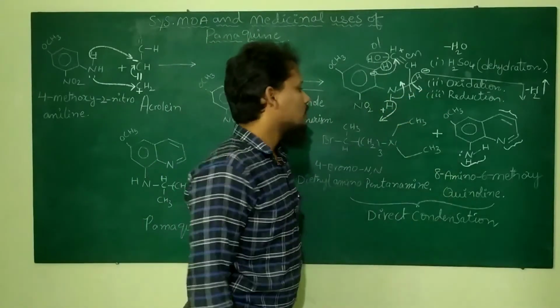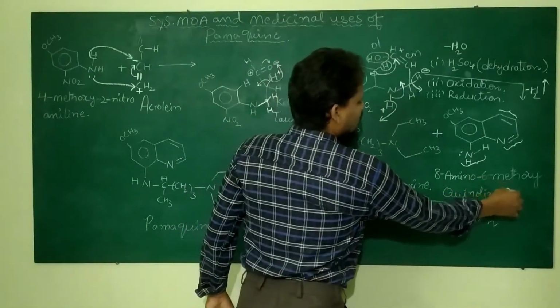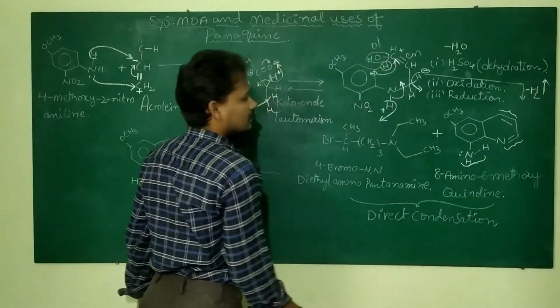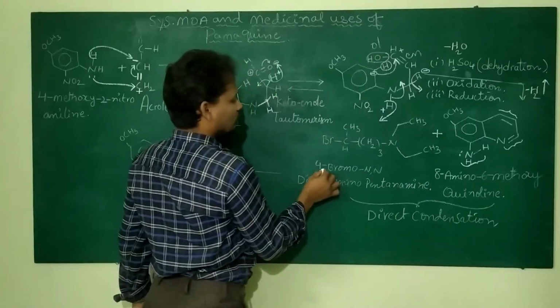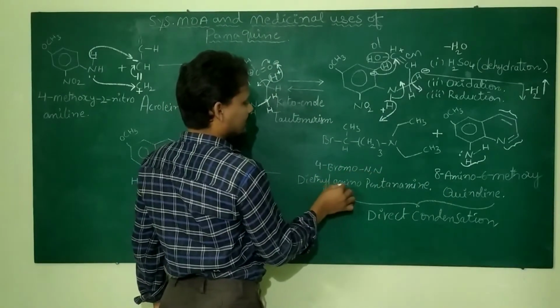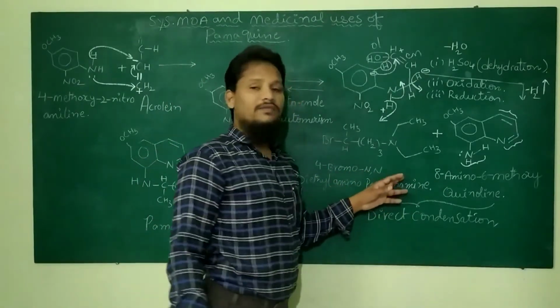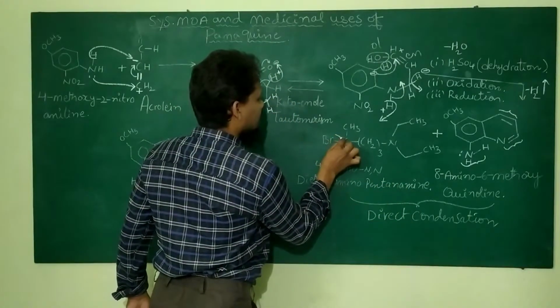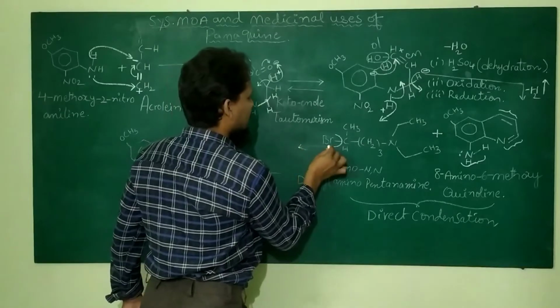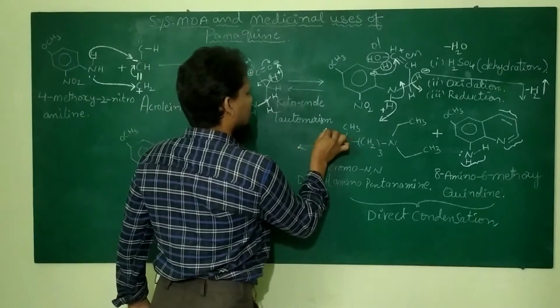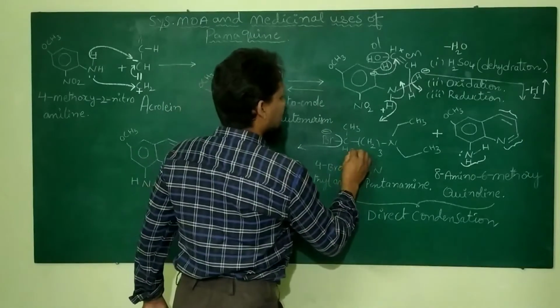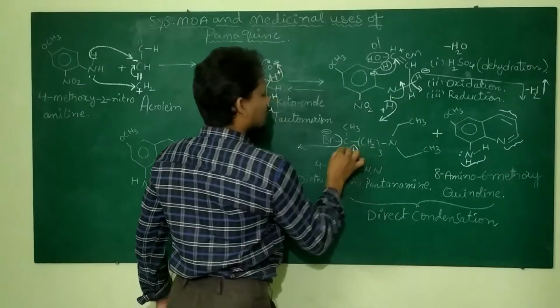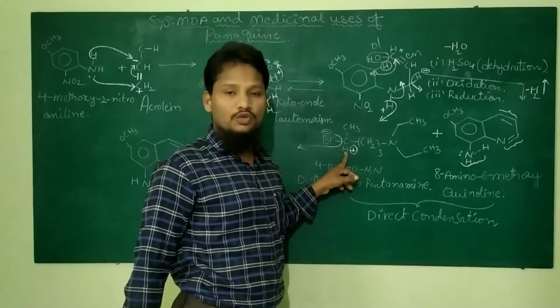Okay, in your exam. So the 8-amino-6-methoxyquinoline is treated with 4-bromo-N,N-diethylamino pentanamine. It is a very simple reaction. In that, we are simply eliminating the bromine. They form Br minus. Now this carbon has got the positive charge.